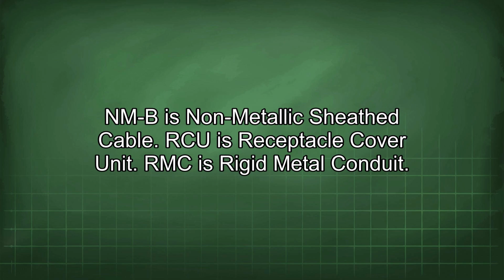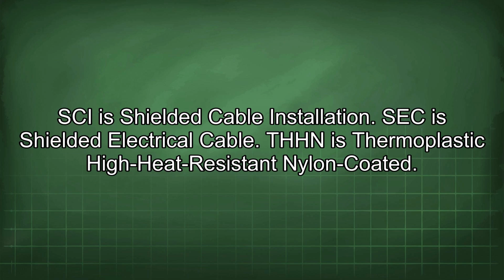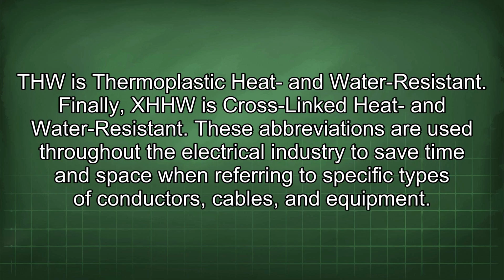RMC is rigid metal conduit. SI is shielded cable installation. SCC is shielded electrical cable. THHN is thermoplastic high heat resistant nylon coated. THW is thermoplastic heat and water resistant. Finally, XHHW is cross-linked heat and water resistant.